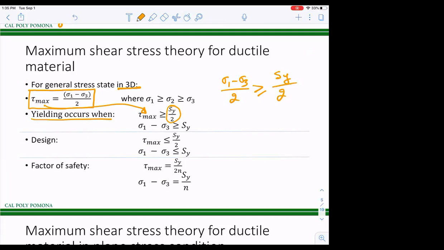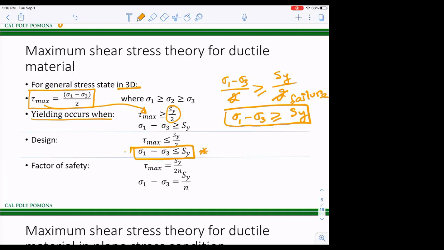It failed. So the 2 will cancel out, and we are only left with sigma 1 minus sigma 3 greater than or equal to SY, which is your yield strength. So for your design, what do you have to do? This is when failure happens. So for your design, you have to keep this less than the yield strength.